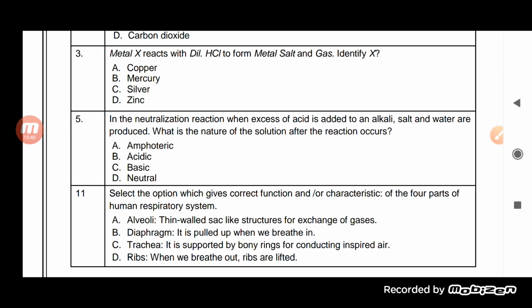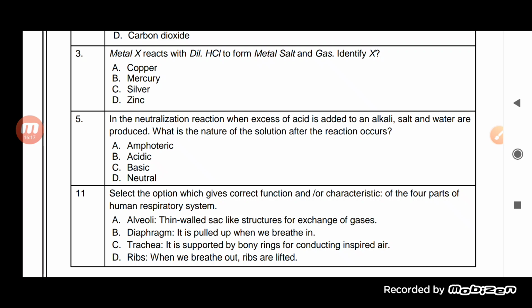In the neutralization reaction, when excess of acid is added to an alkali, salt and water are produced. What is the nature of the solution after the reaction occurs? So, in a neutralization reaction, excess of acid is added to an alkali. Salt and water are produced. Nature of the solution after the reaction, obviously, if more amount of acid is added to the alkali, then salt will be formed. But this salt is what? It is an acidic salt.